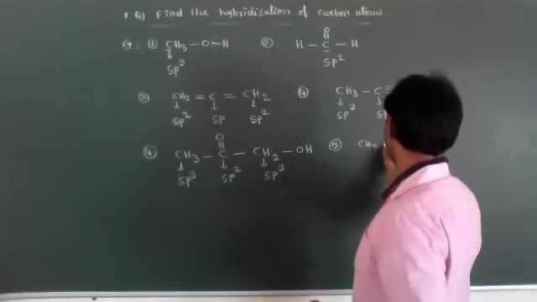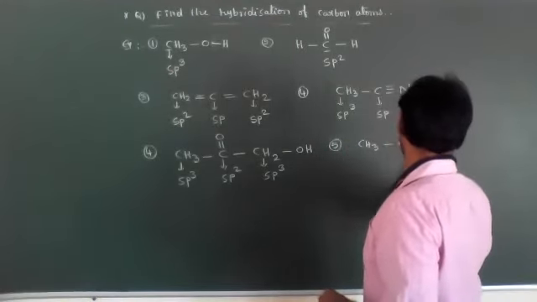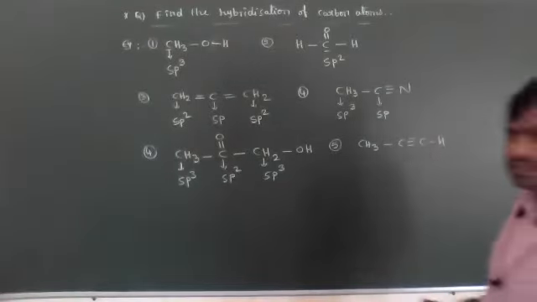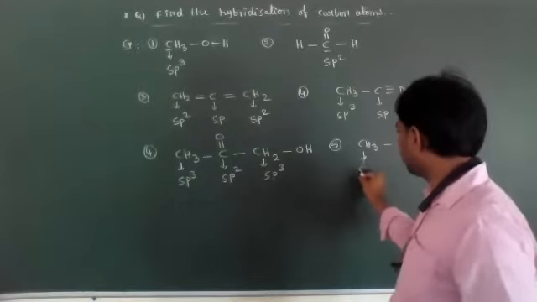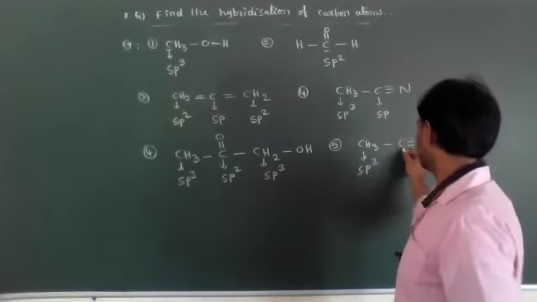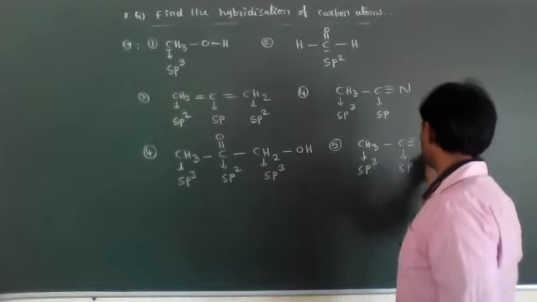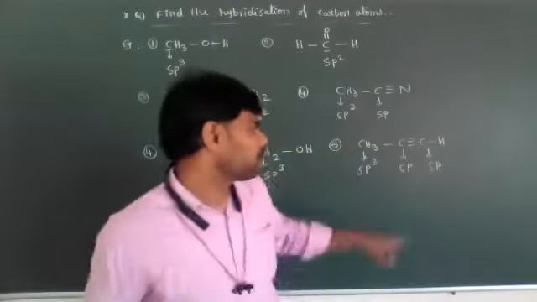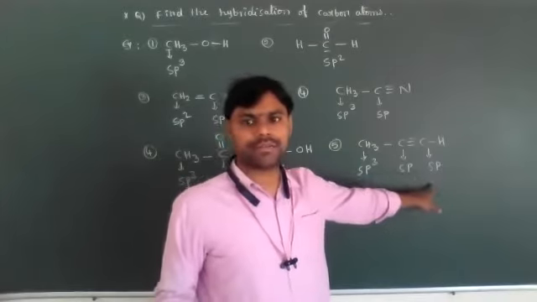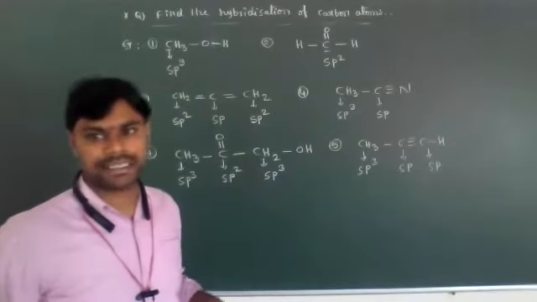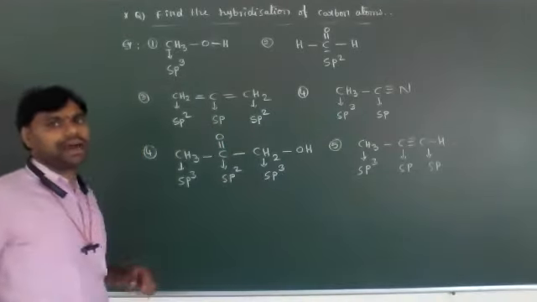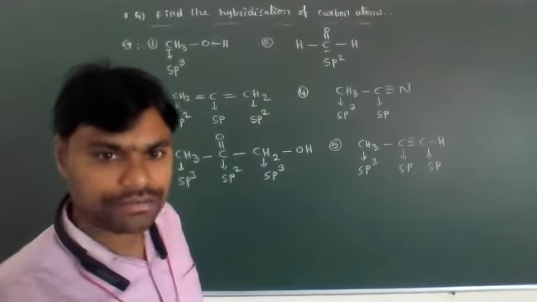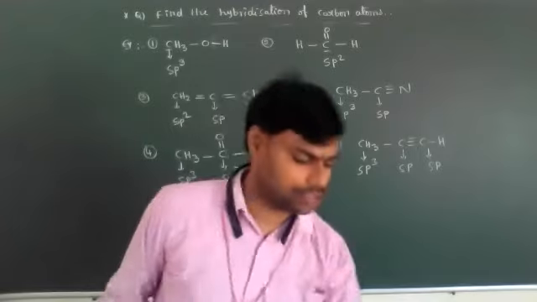CH3, C triple bond CH. This carbon has all single bonds, sp3. Triple bond, sp. Sorry, the triple bond is sp, and the triple bond is present. Its hybridization is sp. So this is about hybridization calculations. Okay, students, clear for all? Anybody have doubts?